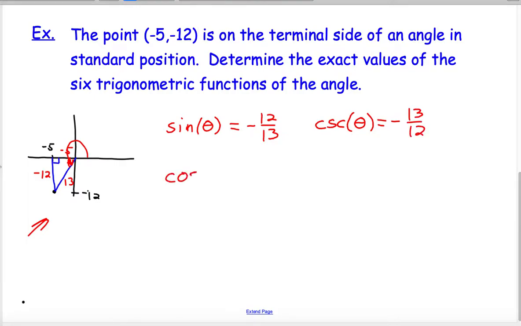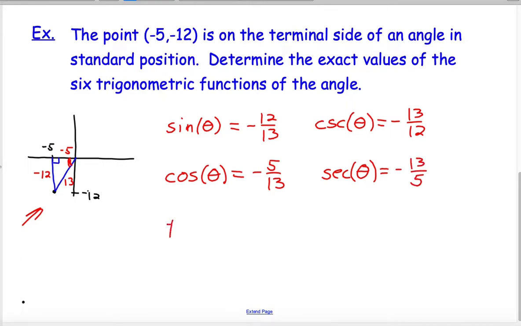And we'll do the cosine of theta. Cosine is the adjacent over the hypotenuse, so the adjacent leg is here, negative 5. Let's get that out of the way. Negative 5 over the hypotenuse, which is 13. So we get negative 5/13. Its reciprocal function is the secant, so we might as well take care of that one. The secant then will be negative 13 over 5.